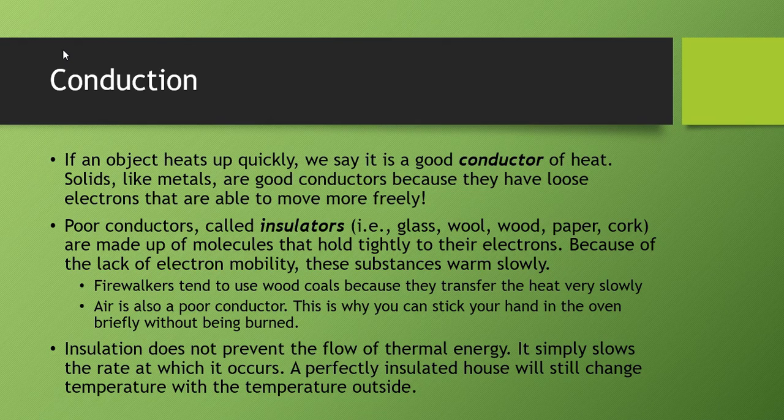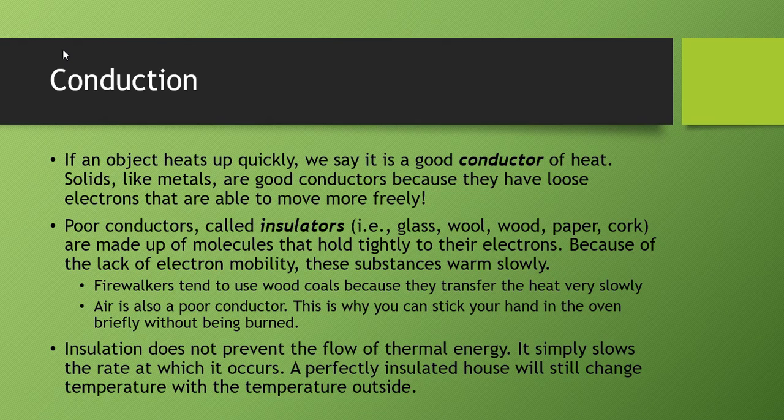Poor conductors of heat, we call those insulators. These are things like glass, wool, wood, paper, cork. These objects are made up of molecules that hold onto their electrons really tightly. So because those electrons can't move very easily, they can't conduct the heat energy as easily. They can't bump into the next electron, which bumps into the next one, which bumps into the other object. Because of that, these things don't heat up as fast.